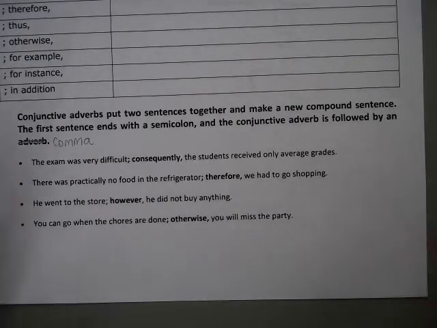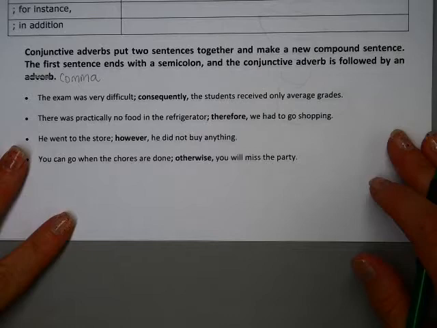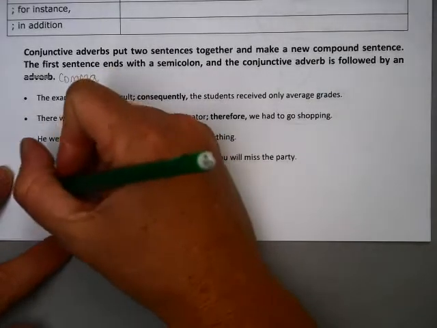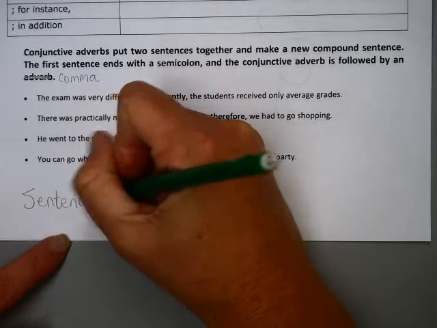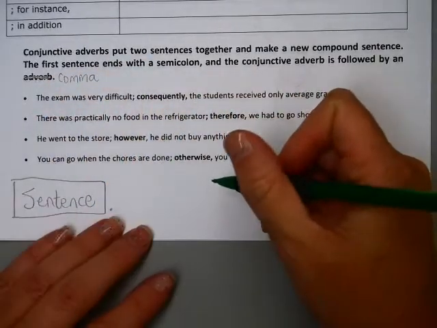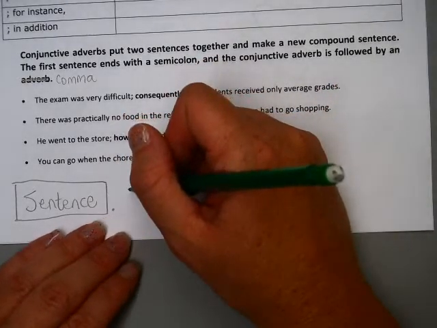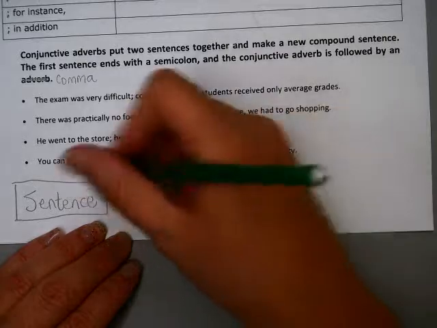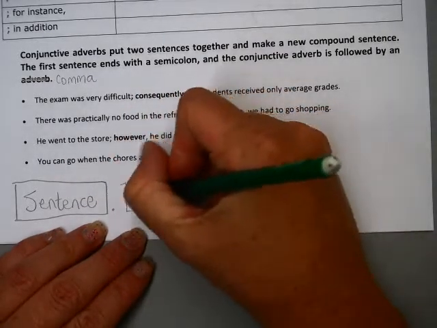All right, so a compound sentence, how many independent clauses do we have in one of those? Two, you're right. So if you'll keep in mind, our compound sentence structure is sentence, usually a period, and then we have a sentence. Sentence, period, sentence. It could be that.